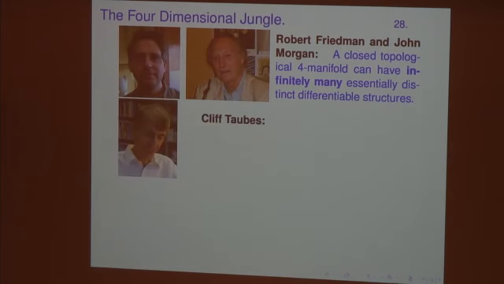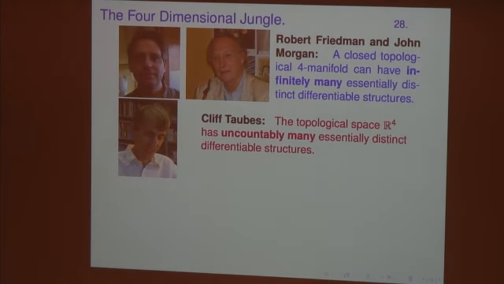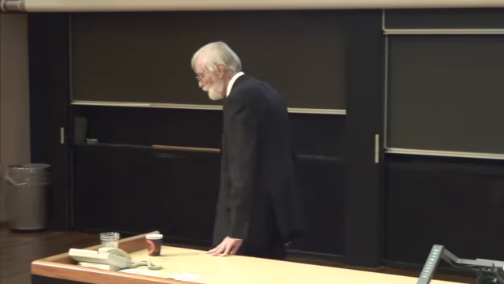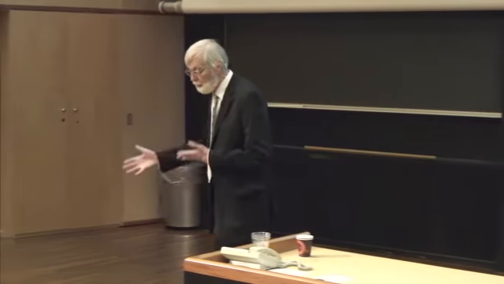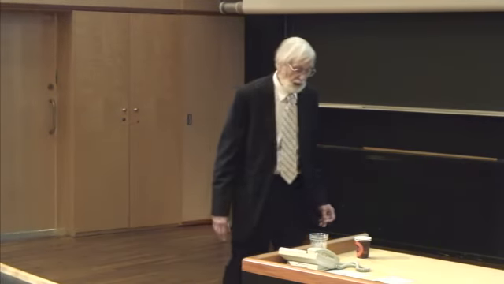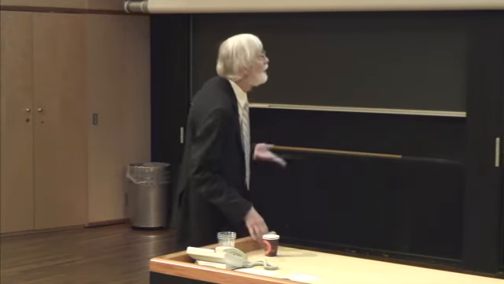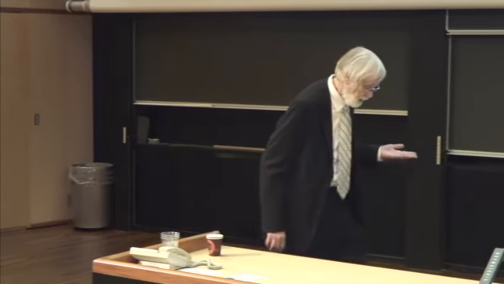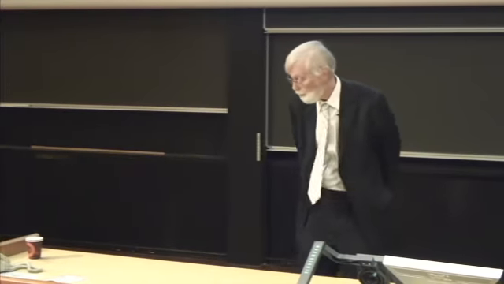differentiable structures. Then Cliff Taubes looked at what you might think of as the simplest case, just 4-dimensional Euclidean space, and was able to show that R^4 has uncountably many distinct differentiable structures. And by distinct, I mean that they're pairwise not diffeomorphic to each other. So they're just an uncountable collection of smooth manifolds, all of which are topologically R^4, but which differentiably are completely distinct from each other.